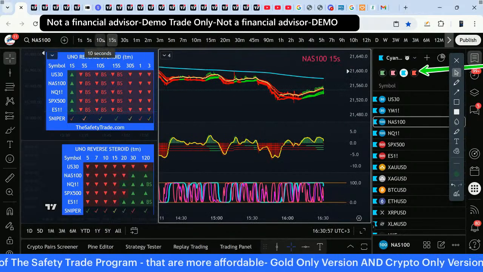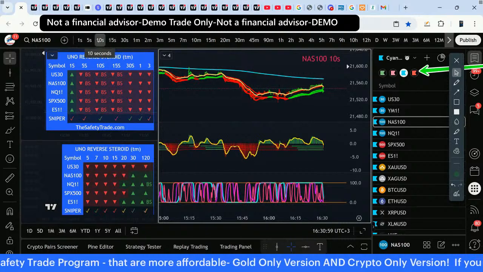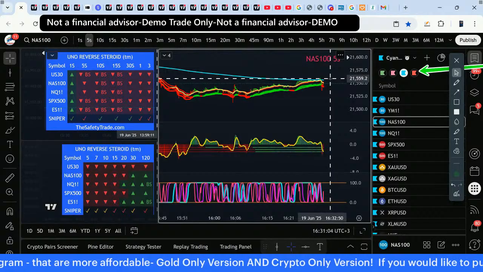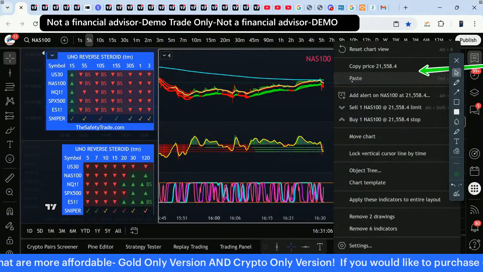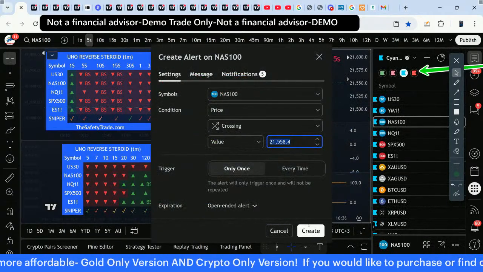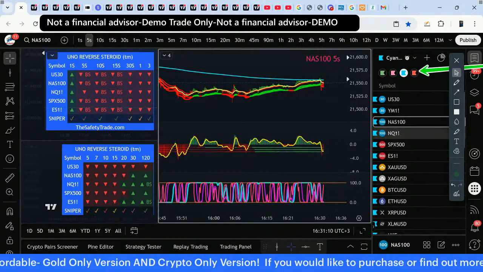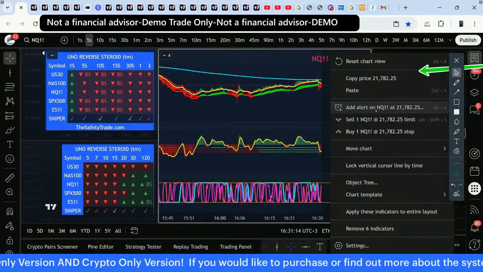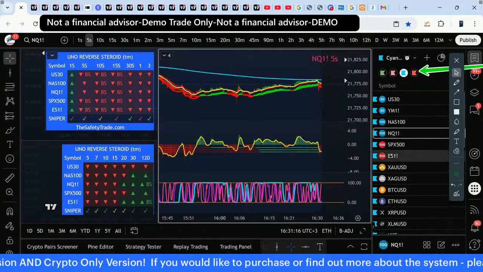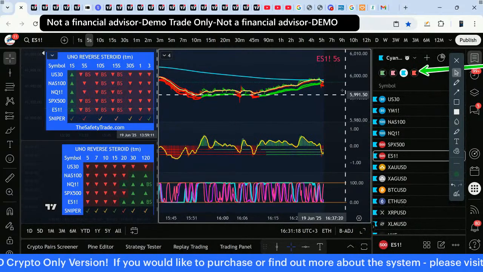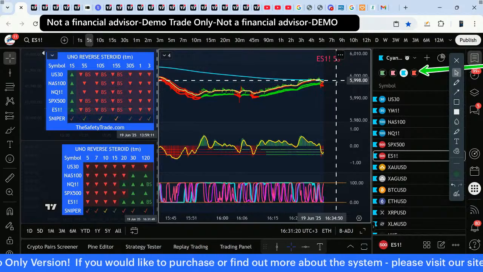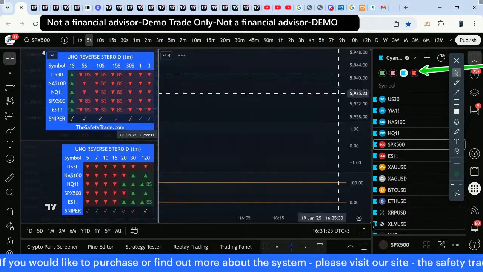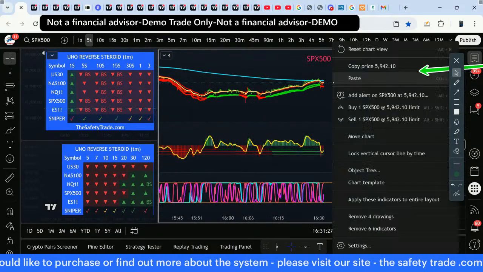Knock yourself out. 15-second buy stop. 10-second buy stop. 5-second buy stop. Back to the blue line for NAS 100. I'm not trading those sells. NQ1, buy stop back to the 5 second blue line. You guys trade how you want to trade. I trade the way I trade. ES1, back to the 5 second blue line. Again, we've already made money on it three, four times this morning. Do it again. SPX, same thing.